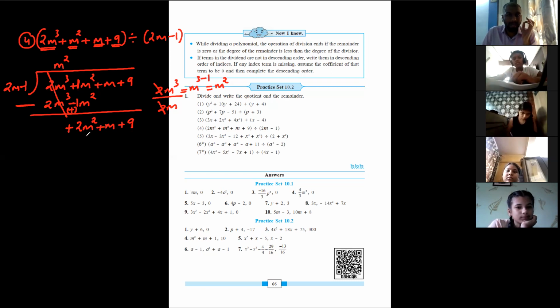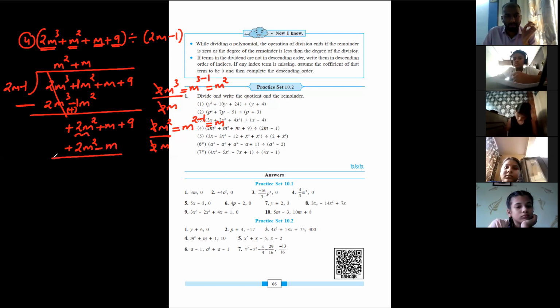The next term that I have to eliminate is 2m square. I will eliminate 2m square with the help of 2m. So this 2 and 2 get cancelled. Over here, only m will remain, that is m raised to 2 minus 1, which is m. So I'll write m over here and 2m square over here. Now you have to multiply minus 1 with plus m. Minus into plus is minus, 1 into m is m.